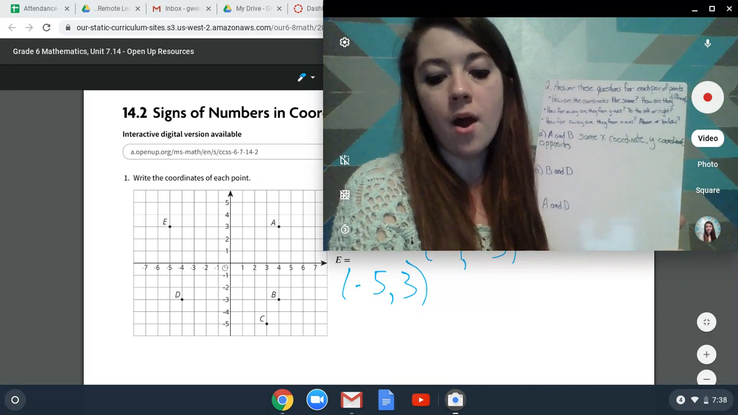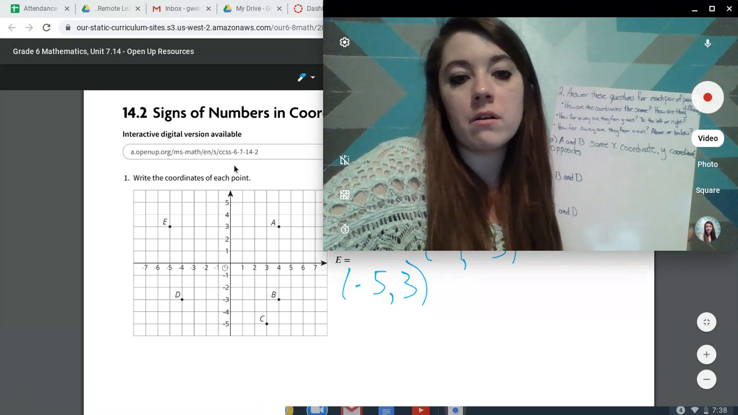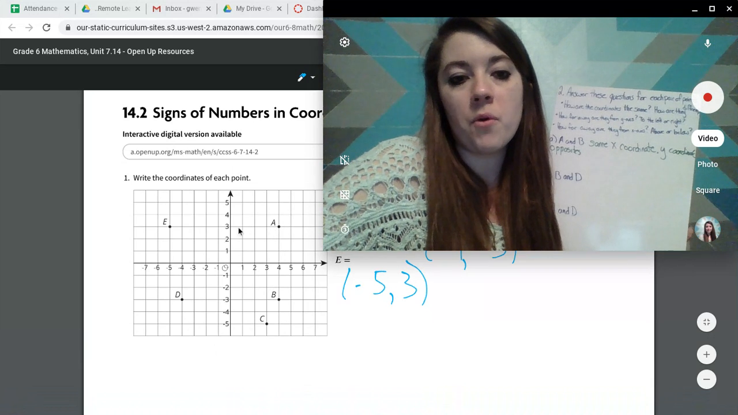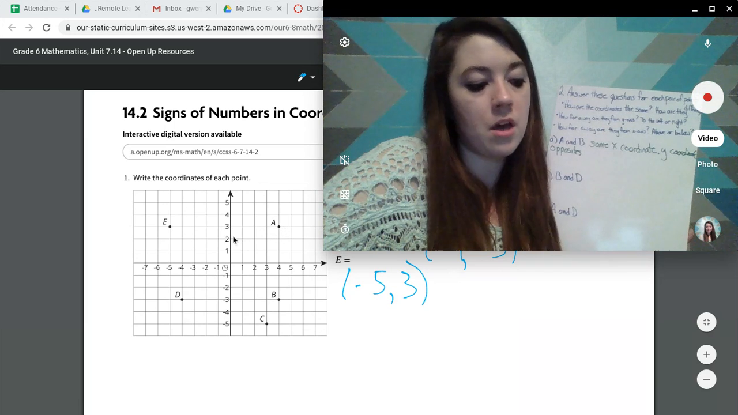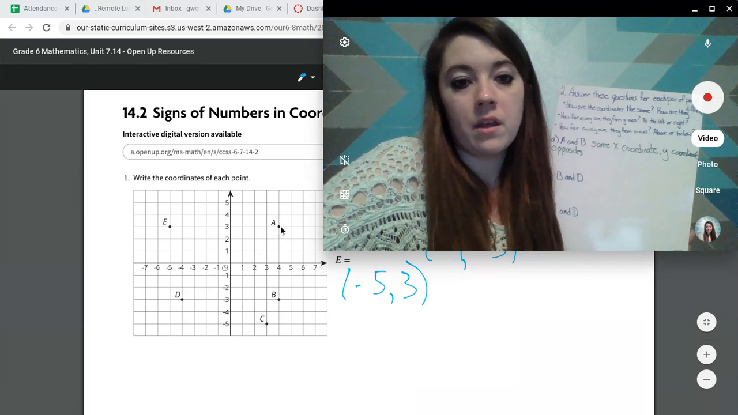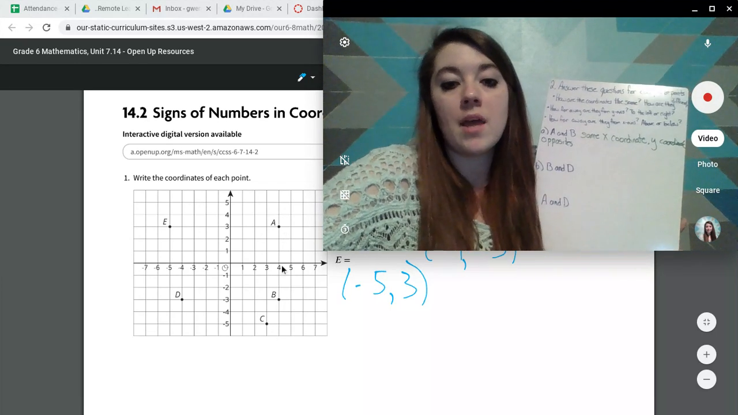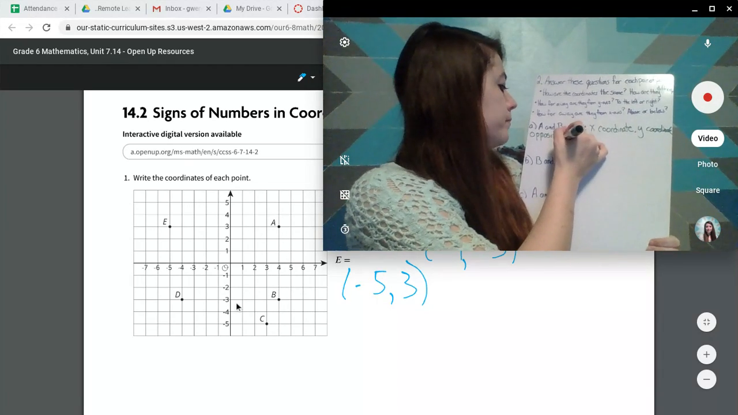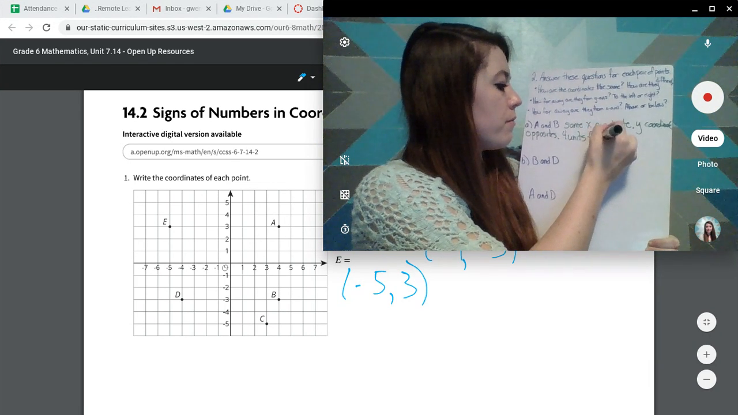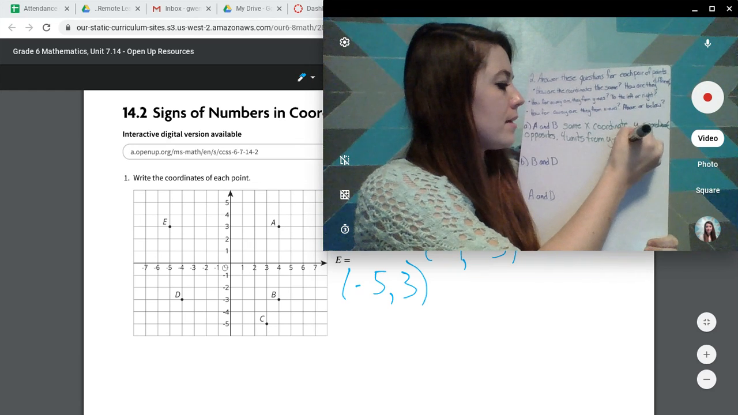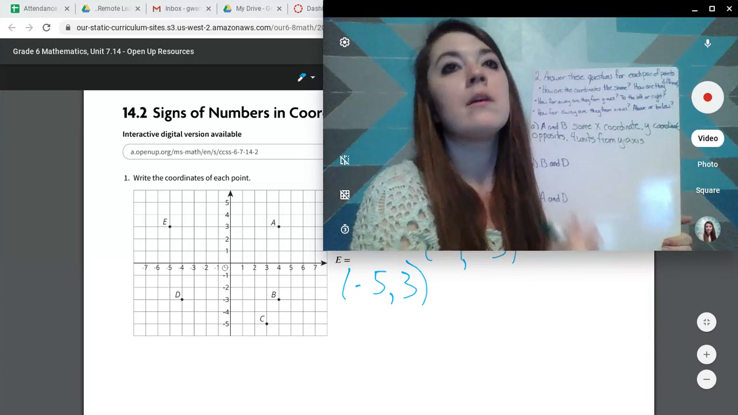So how far away are they from the y-axis? Remember, when we're thinking about the y-axis, that's the vertical axis. So how far from the y-axis is A? How far over do we have to go to get back there? Yeah, we're going 4 over. So 4 units, and same thing for B. So 4 units from the y-axis. And is it to the left or to the right of the y-axis? It's to the right.